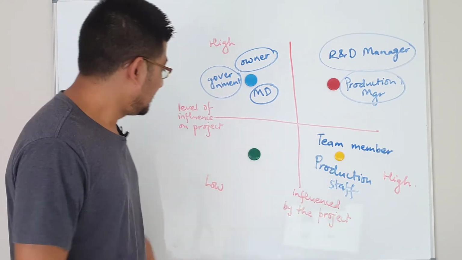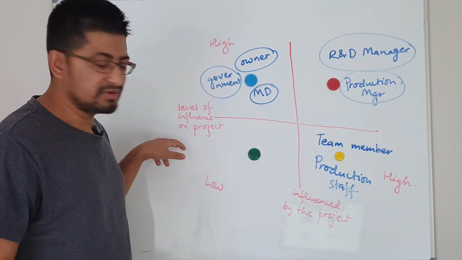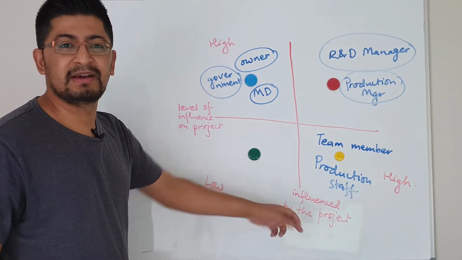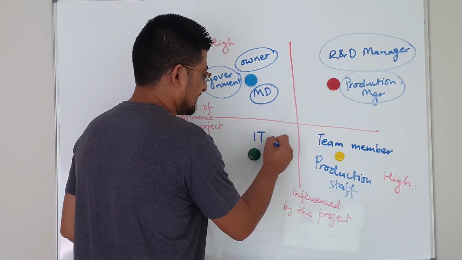And there is one group which does not have any influence on the project and does not get affected by the project. Those could be, let's say, IT staff.